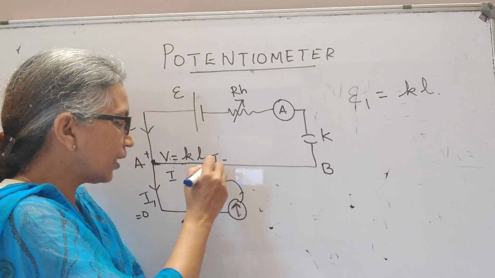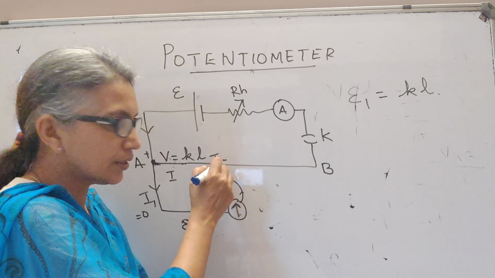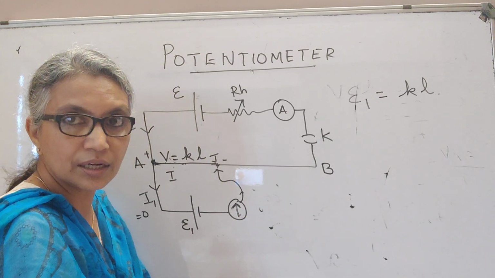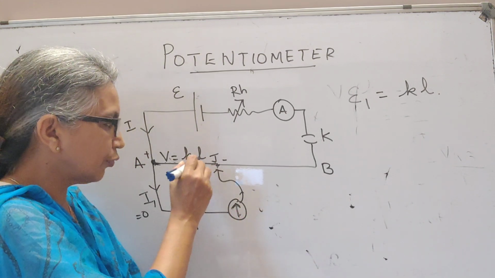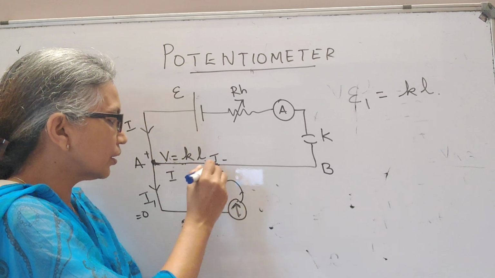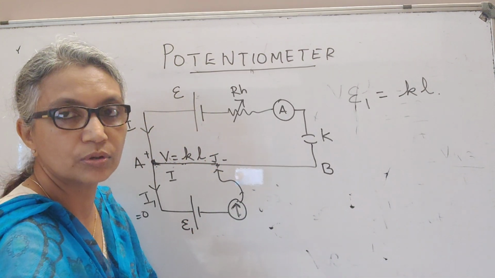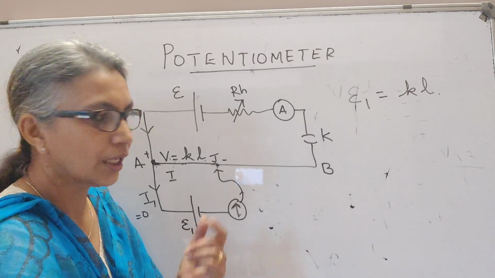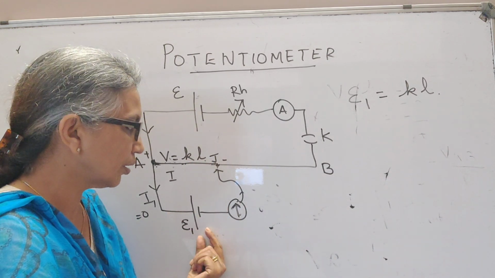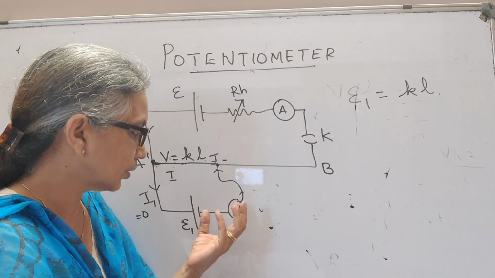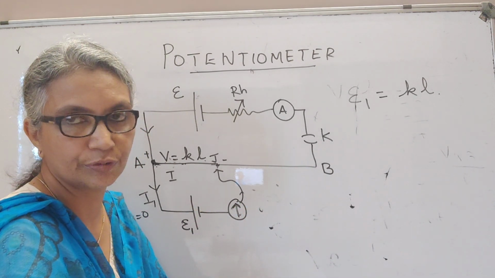So here, if the balance length is L, balance length means the length of the potentiometer wire for which you get null deflection in your galvanometer. If it is L, then we know that the potential difference across these two ends is going to be equal to K times L, and only if that is equal to the EMF do we have the condition where the galvanometer shows 0 deflection.